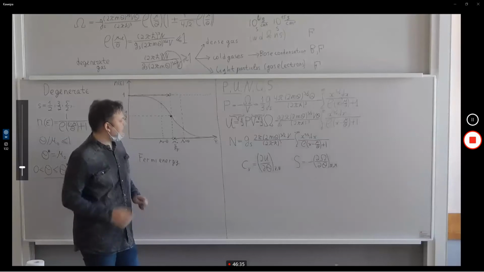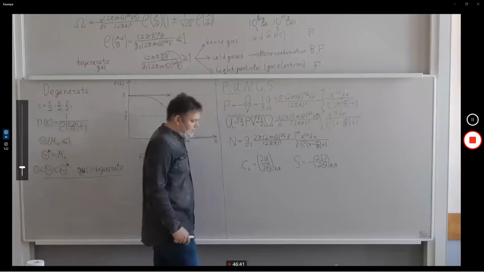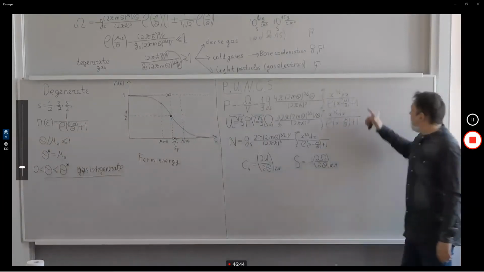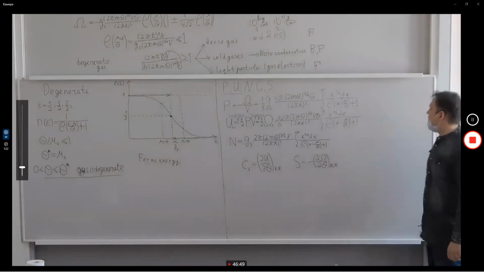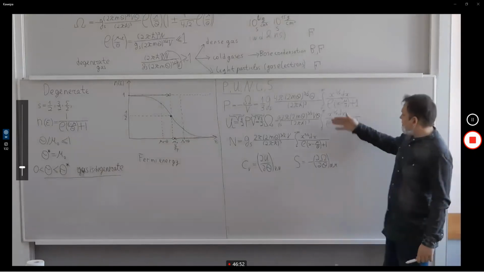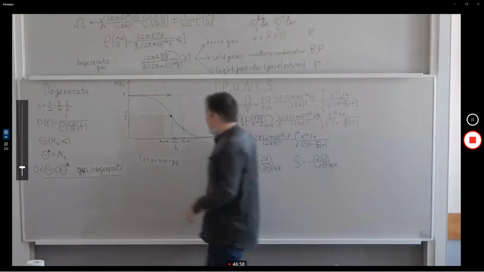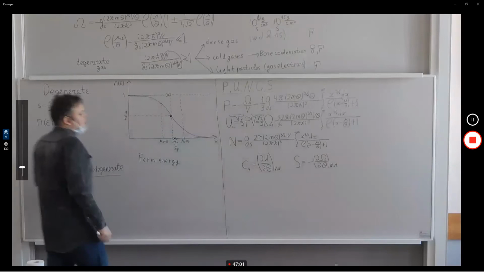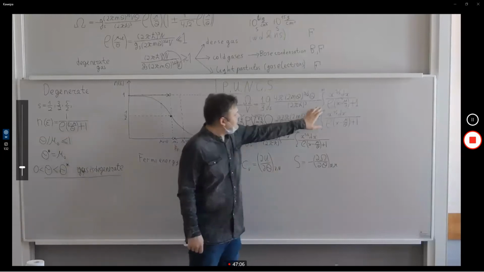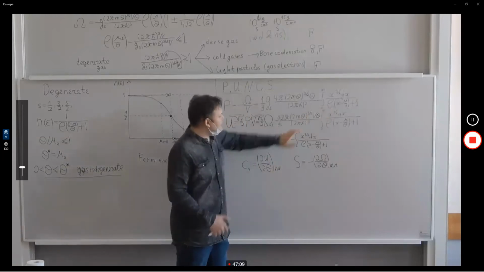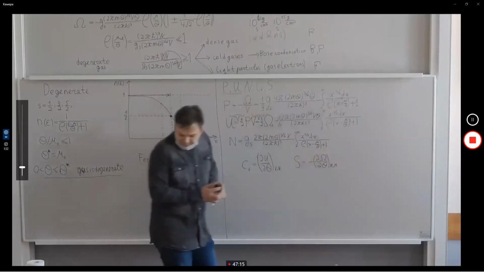Now, when we considered a general quantum gas, our problem was that these integrals cannot be computed explicitly. So we had these expressions only in implicit form. In the case of degenerate gas, these integrals can be estimated. And our first task is to estimate these integrals, this, and this.